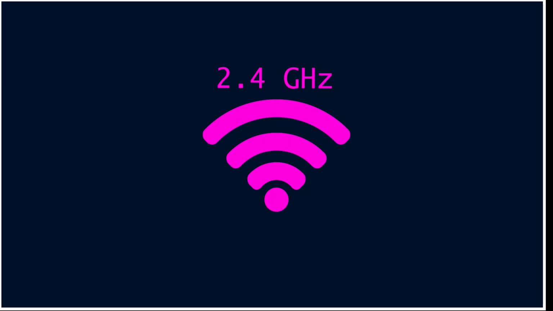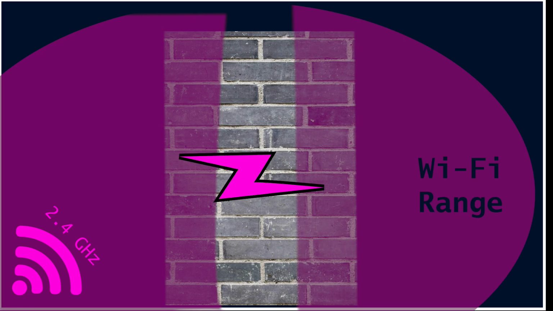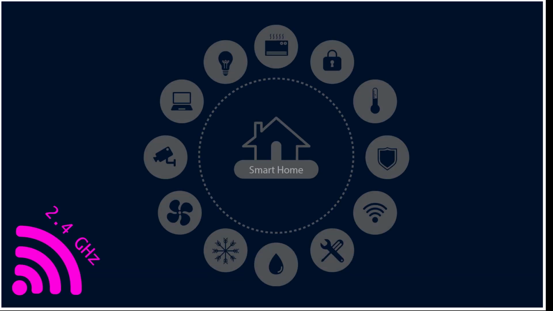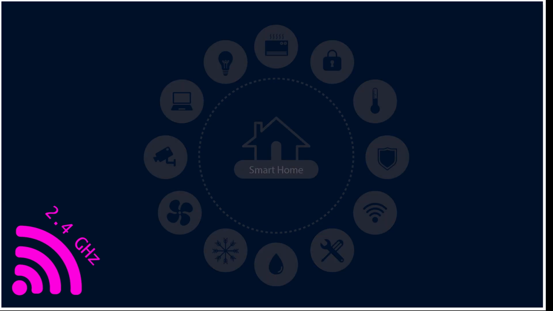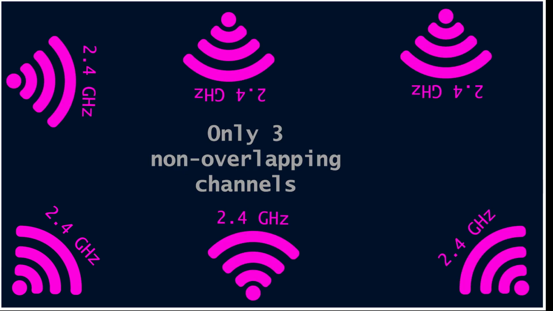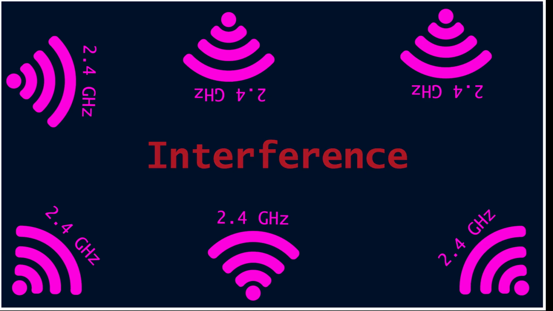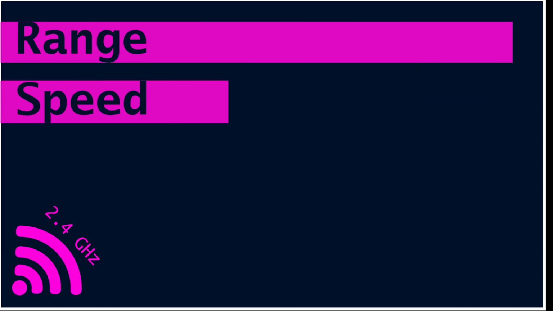Let's start with the 2.4 GHz. This band has the longest range and penetrates walls the best, which makes it ideal for things like IoT devices, smart plugs, cameras, or just covering larger homes. But the downside is that it is very crowded. With only three non-overlapping channels, it often suffers from interference coming from neighbors' routers, microwaves, or even baby monitors. So while 2.4 GHz is great for coverage, it usually delivers the slowest speeds.